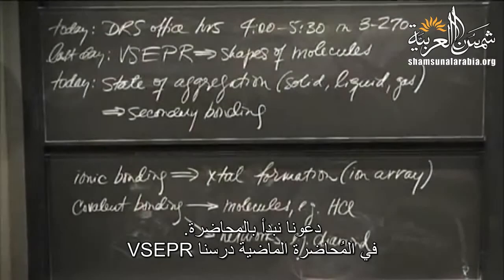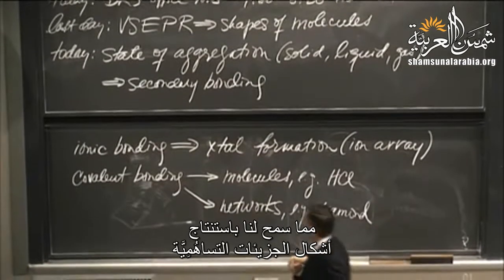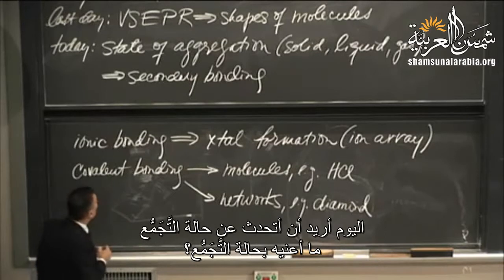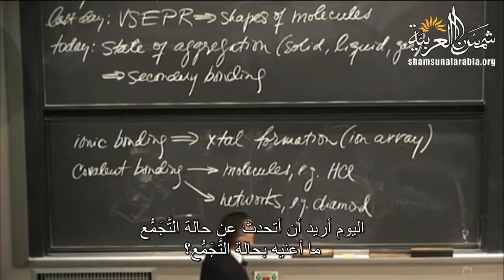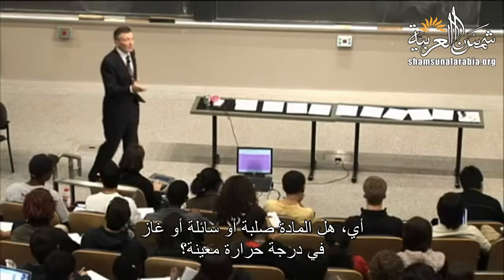Let's go to the lesson. So last day we studied VSEPR, which allowed us to infer the shapes of molecules, covalent molecules. Today I want to talk about the state of aggregation. What do I mean by state of aggregation? Is something a solid, a liquid, or a gas at a particular temperature?